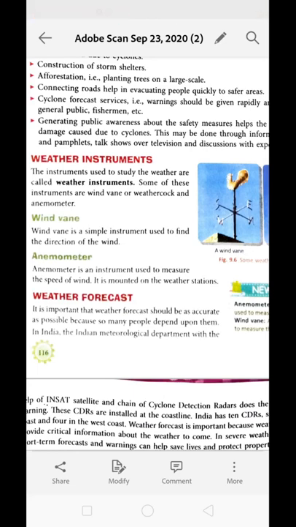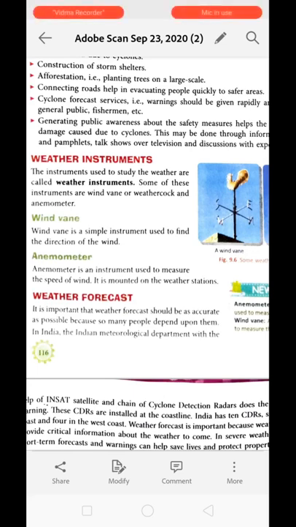Weather forecasting is important because it provides critical information about the weather to come. It serves weather situations, and short-term forecasting and warning can help to save life and property.